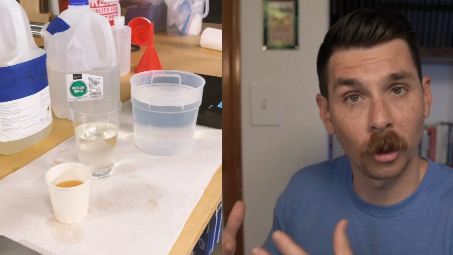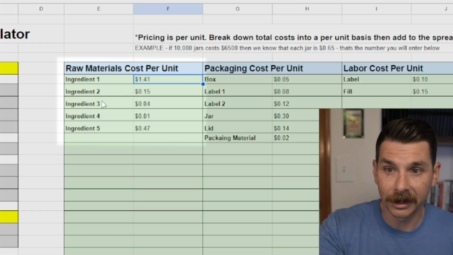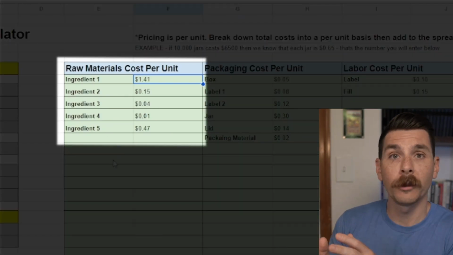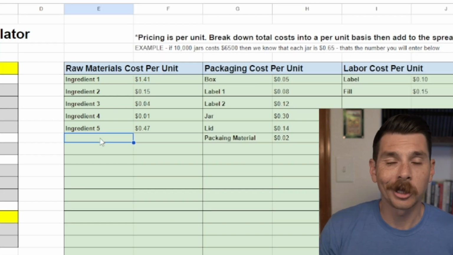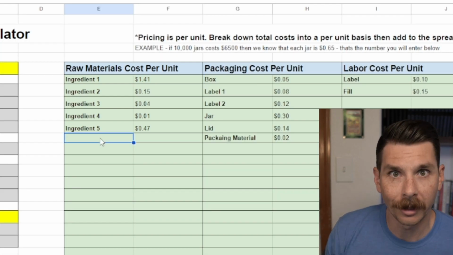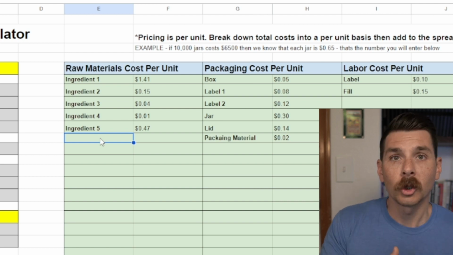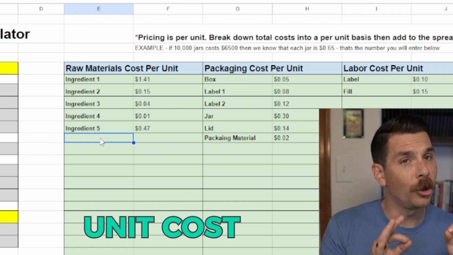So there's a few ingredients we have to put together in order to make this liquid. And that's listed here in the ingredients section. All of those are raw materials. But I can't just look at the PO and write down that number because we wouldn't be accurate. So what we need to do is figure out our unit costs.